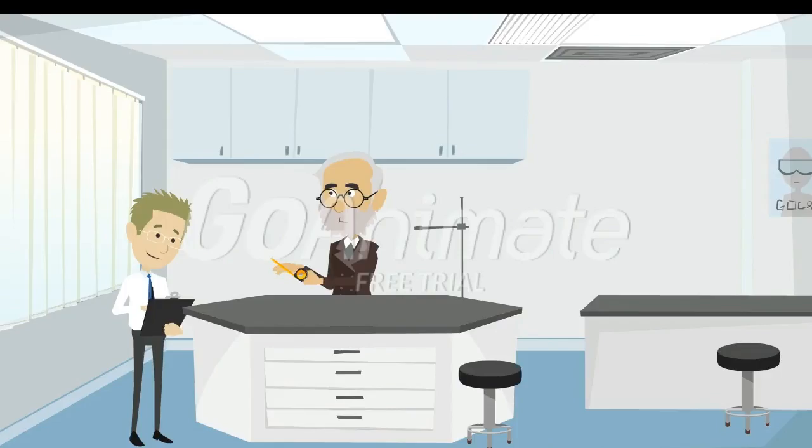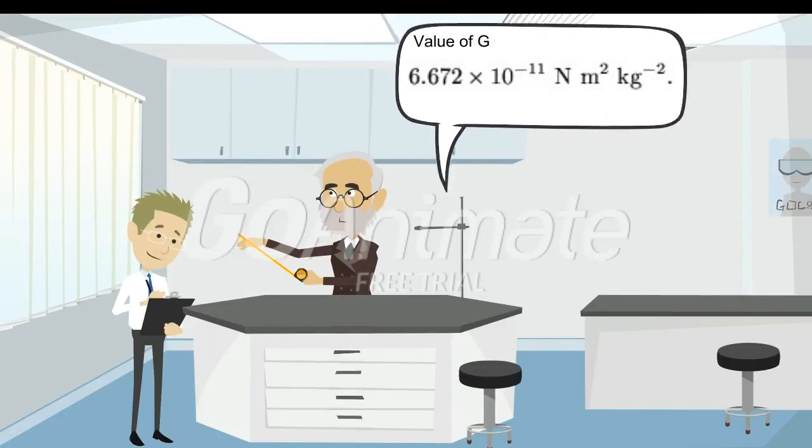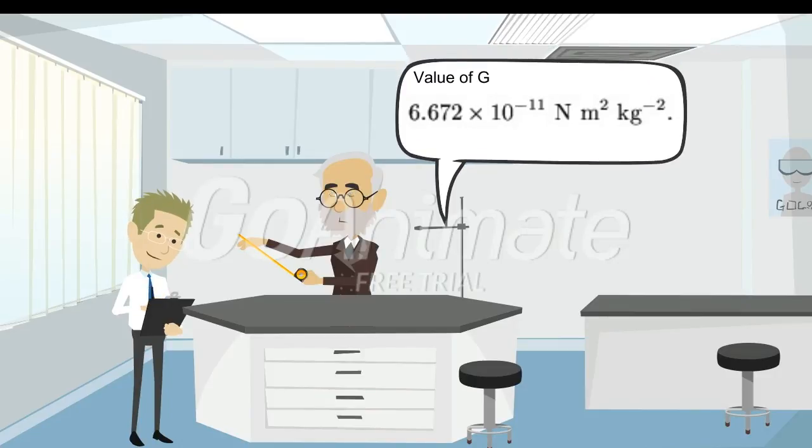100 years later, a British scientist named Henry Cavendish designed an experiment that not only proved Newton's theory, but also for the first time, precisely found the value of G to be 6.67 times 10 to the power of minus 11, also known as the universal gravitation constant.